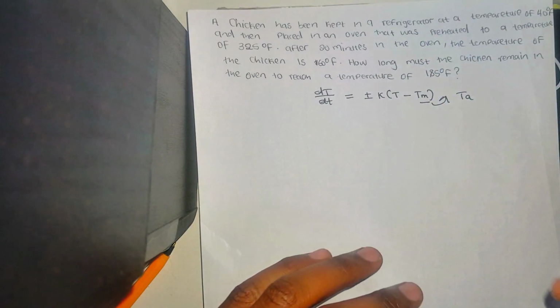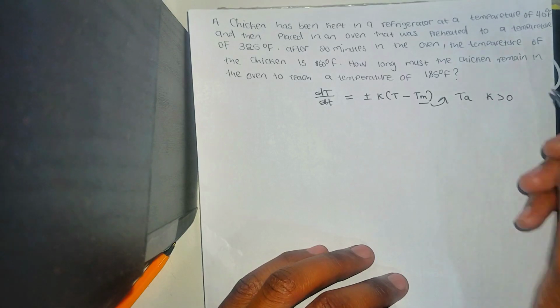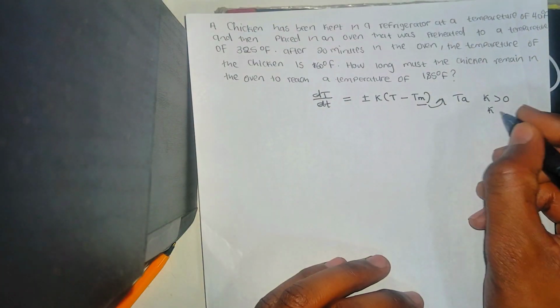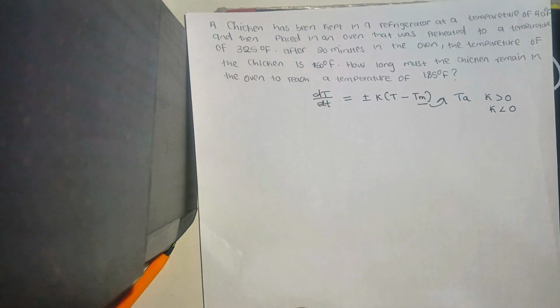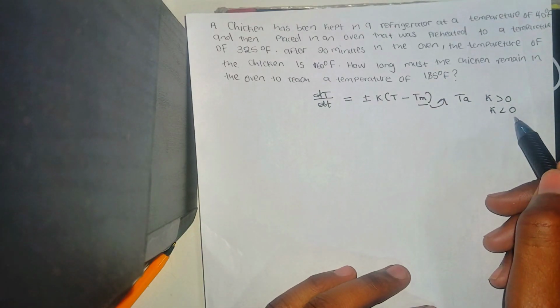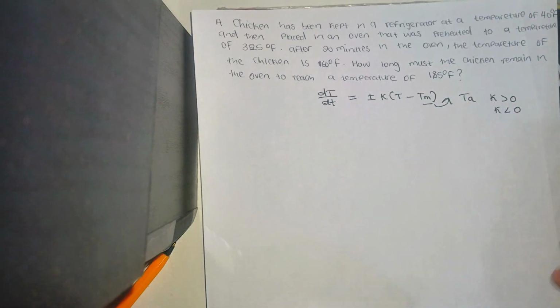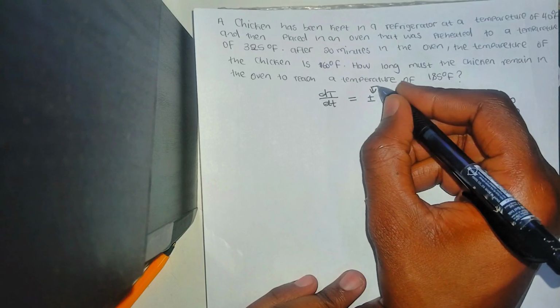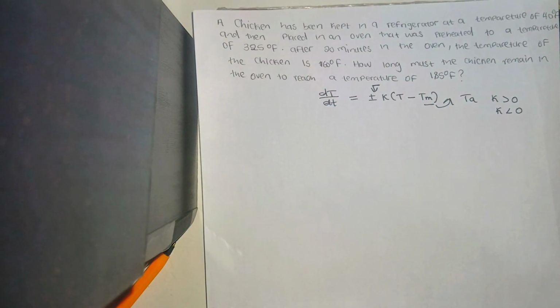Note that when K is greater than 0, the temperature increases, right? That means it will heat or warm the surface. And if K is less than 0, the temperature decreases, which is cooling, right? These are some basic things that you have to know. When K is less than 0, it is cooling. When K is greater than 0, it is heating. Those are the things that you must know. That's how you know when to include plus or minus, right? We can quickly read the question, then we know if it's cooling or heating.